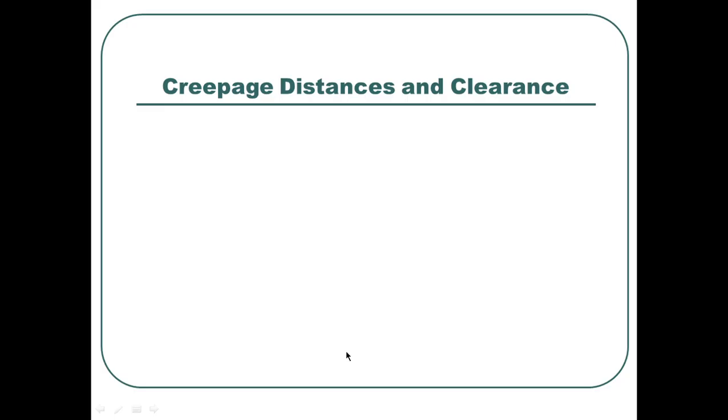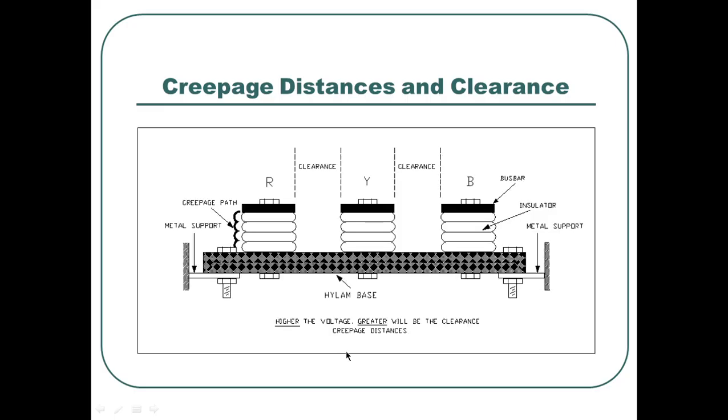Okay, so that is the creepage path, RYB. The higher the voltage, the greater will be the clearance and creepage distance. So the clearance will be more, and the creepage distance will be more. This is the idea. This is the bus bar, metal support, insulator, that is the creepage path that we are discussing.